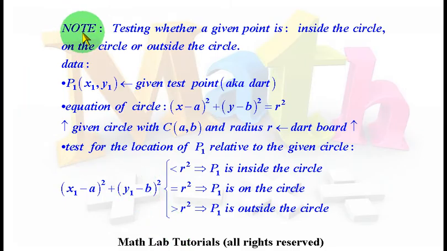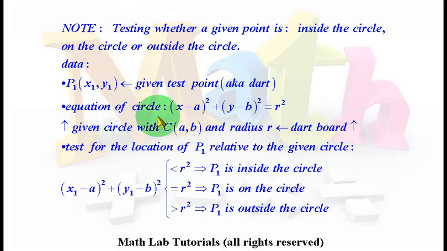This is a little note over here on testing whether a given point is inside the circle, on the circle, or outside the circle. Okay, so they're going to give us a point, let's call it P1. This is a fixed test point. It'll have coordinates x1, y1, so that will be given. Think about that as being a dart. And then the perimeter of the dartboard will be the equation of the circle.